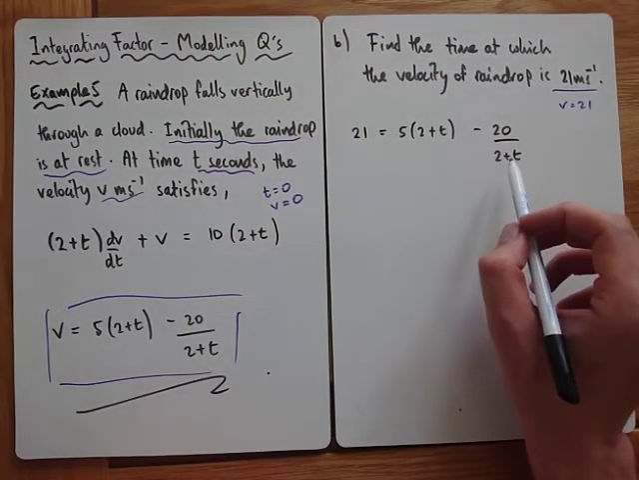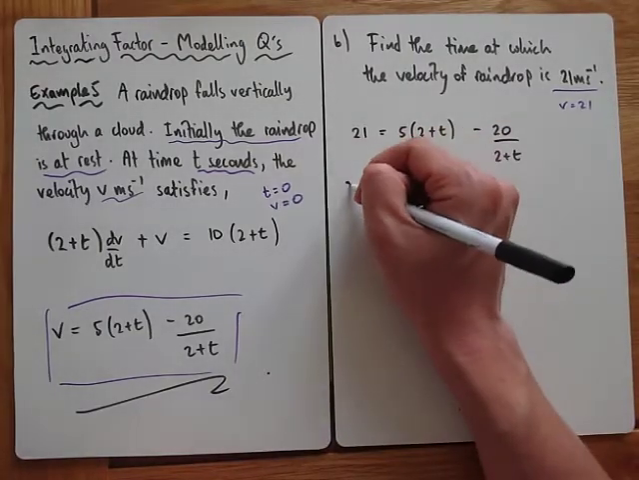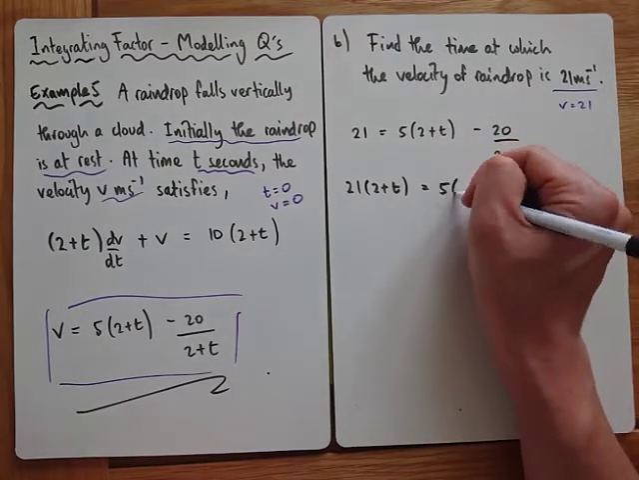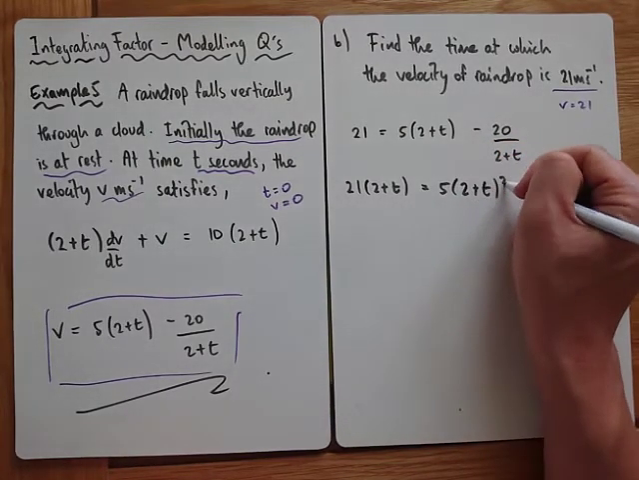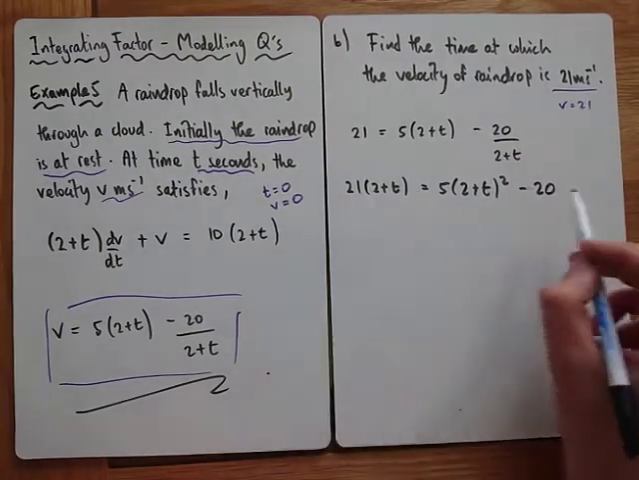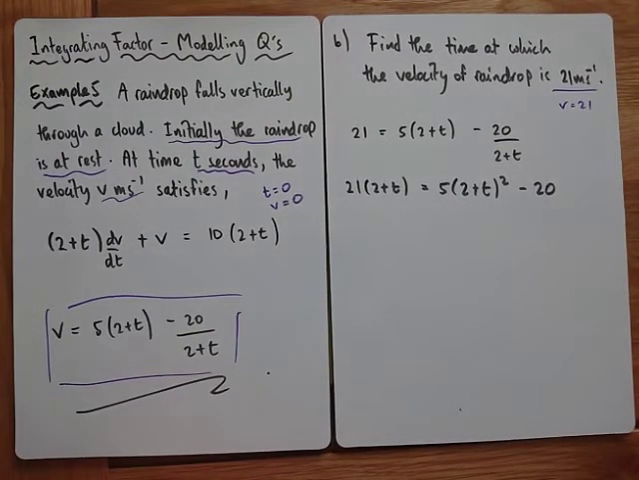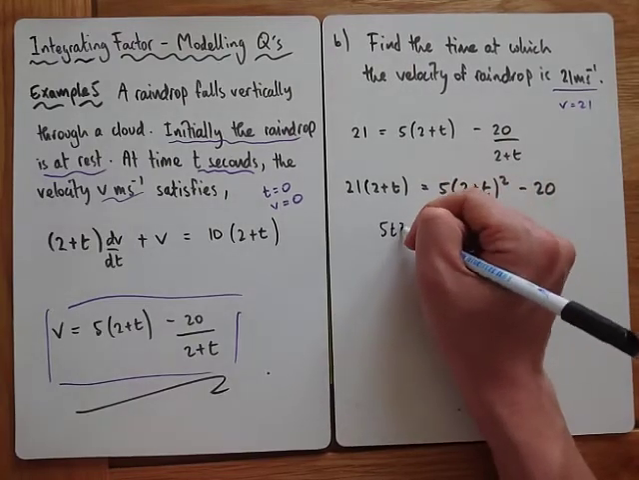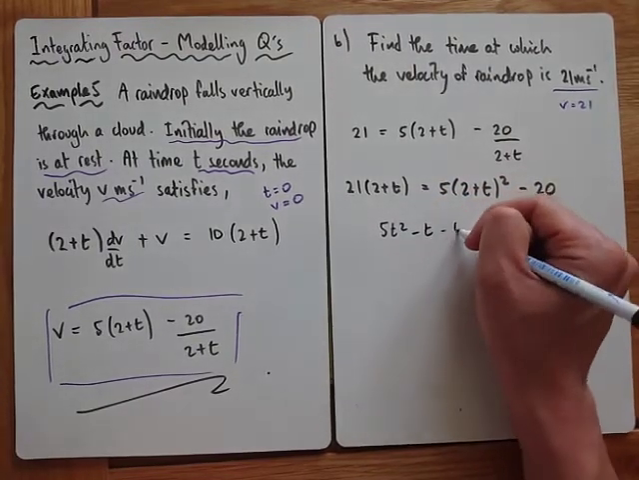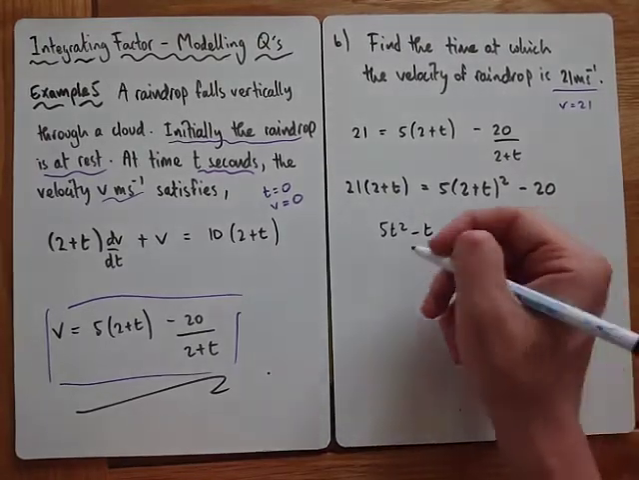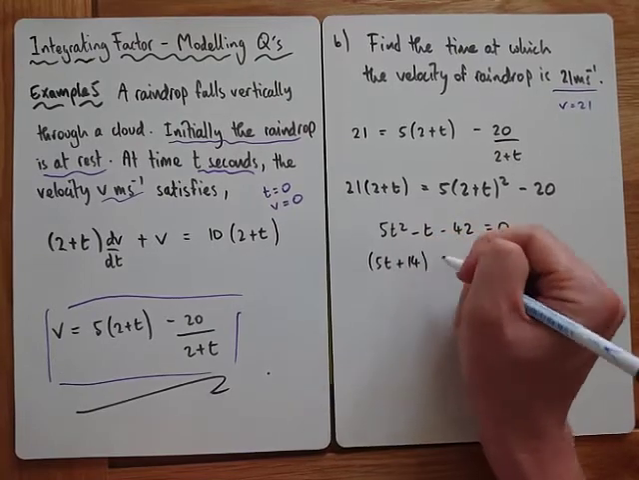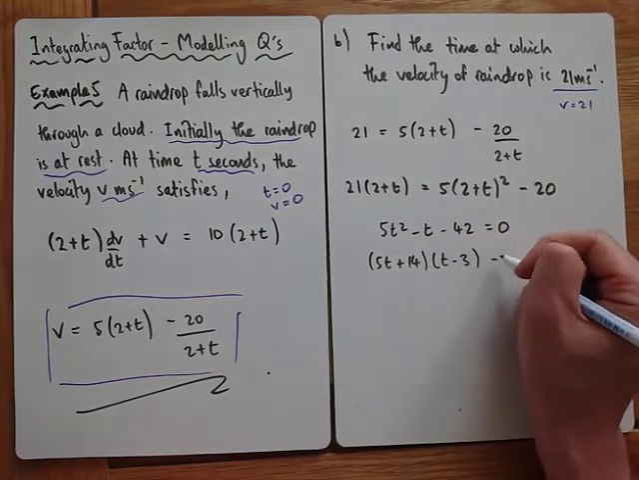So let's multiply by 2 plus t, so that would be 21 times (2 plus t) would equal 5(2 plus t) squared, minus 20. We're just working with the quadratic, okay? The video's a bit long, so let me just skip and see what we end up with. So if we expand this out, we get 5t squared minus t minus 42, which does actually factorise. You can use your graphical calculator or quadratic formula, but you get (5t plus 14)(t minus 3).